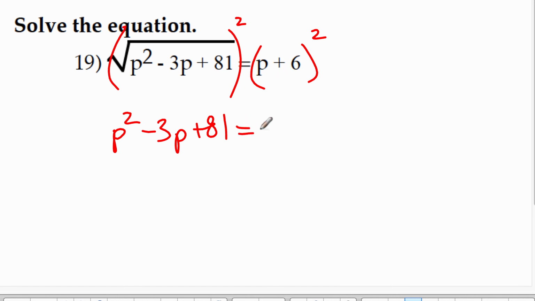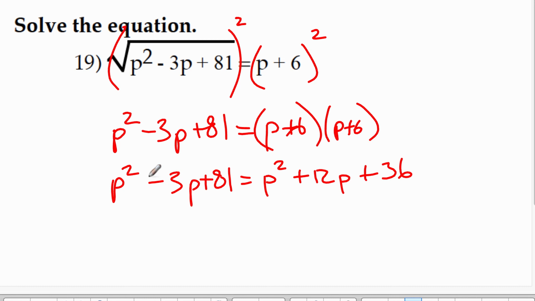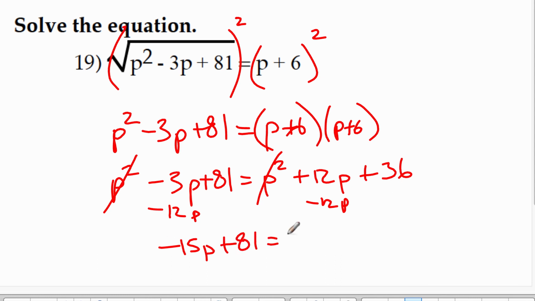And on this side, I have to remember that I have to write those 2 out and then FOIL that out. So it'll be p squared minus 3p plus 81 on the left side. On the right side, it'll be p squared plus 6p plus another 6p, so that'd be plus 12p. And then 6 times 6 is 36. Okay, p squared the same on both sides, they cancel. And then negative 3p, why don't I subtract 12p here, and I'll do that on this side too. So I'll get negative 15p plus 81 equals 36.